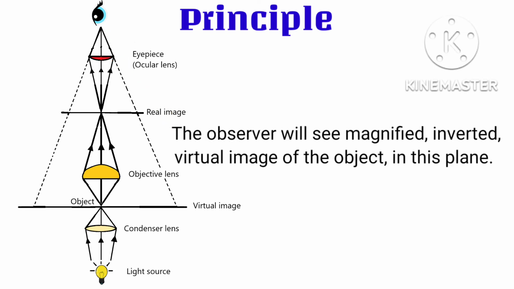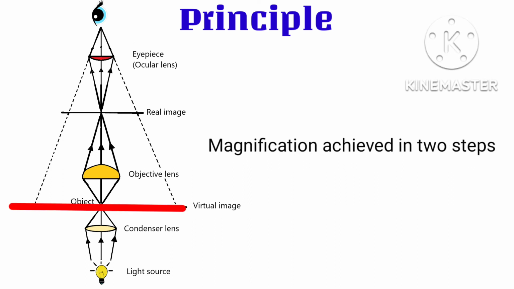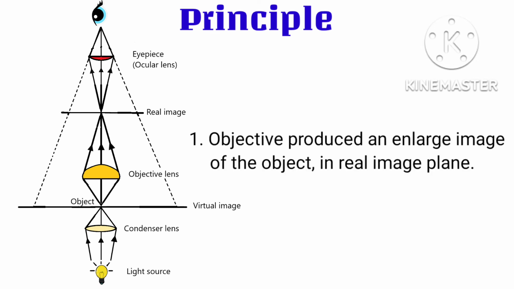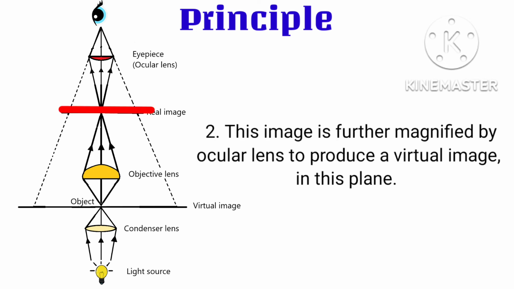The observer will see a magnified virtual image in this plane, but the image is inverted. Here, magnification is achieved in two steps. First, the objective lens produces an enlarged image of the object in this plane called real image plane. This real image is further magnified by the ocular lens or eyepiece to produce the virtual image.